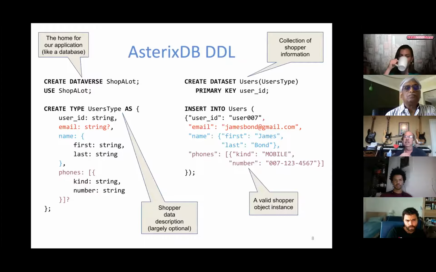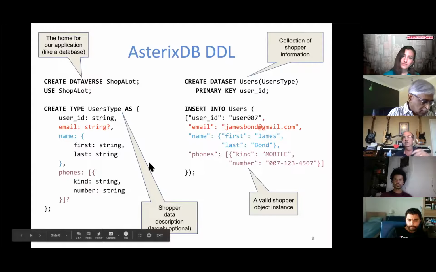And then we can start sticking some data in, right? So we insert a user and we capture the information about that user. And notice that we had a couple of optional things here. So email is optional. So not all users are going to have an email address. Not all of them will have phones and so on. But this one happens to have both of those things.